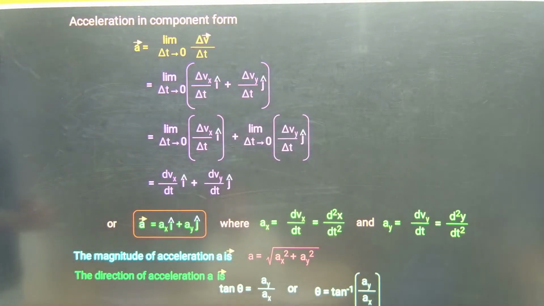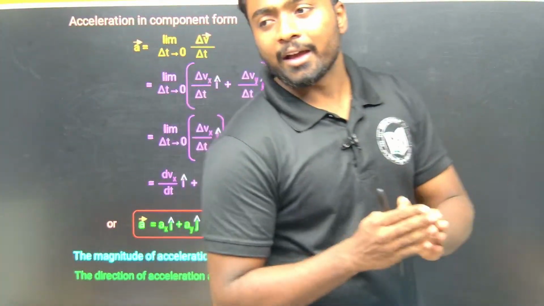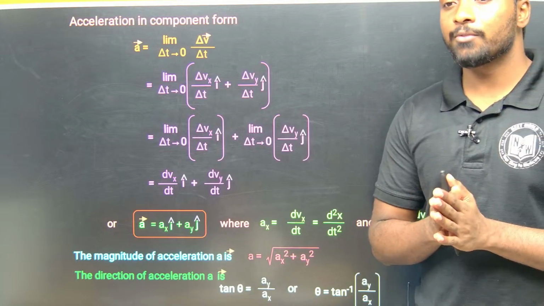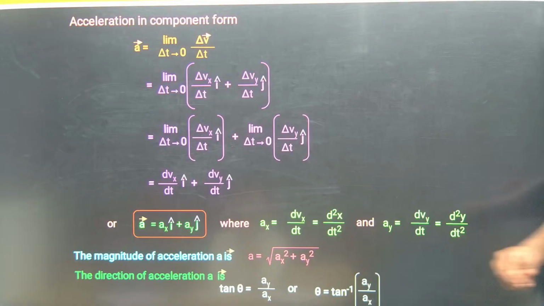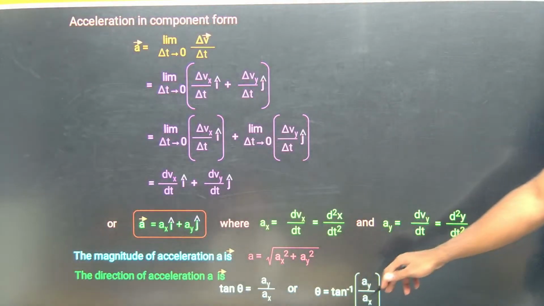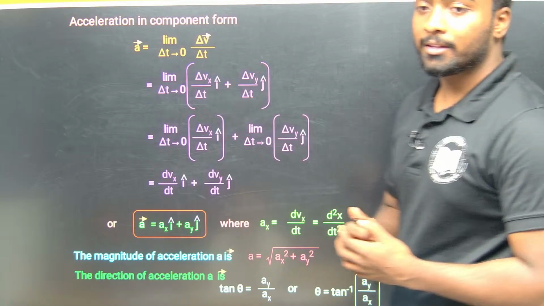So acceleration in the component form, which we have seen in the previous slide, will be given in x axis and y axis. When they are asking for the magnitude, it should be under root of ax square plus ay square. The angle for that will be tan theta equals ay by ax. So theta will be tan inverse of ay by ax.